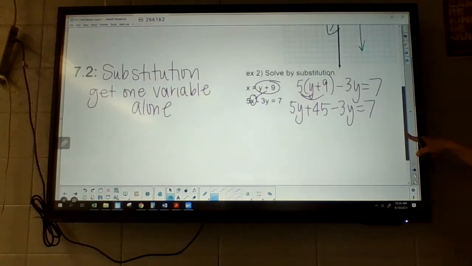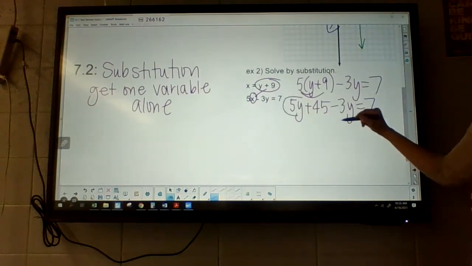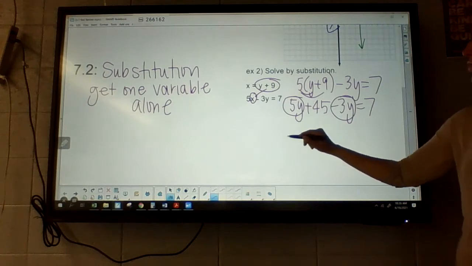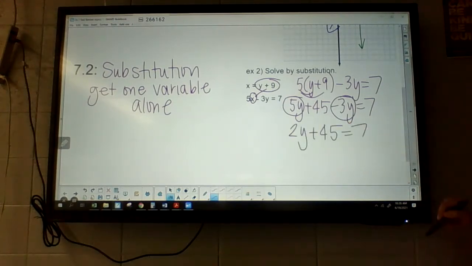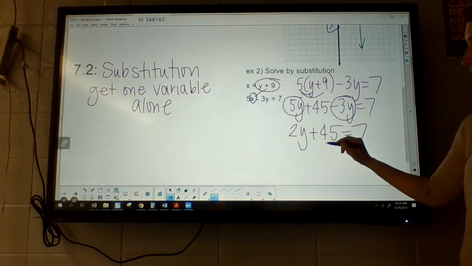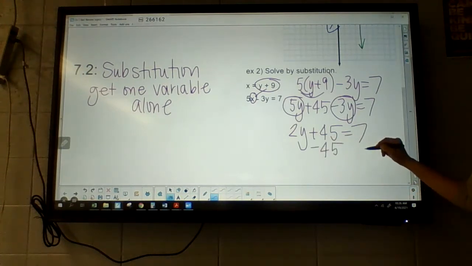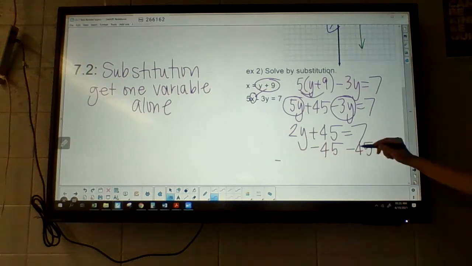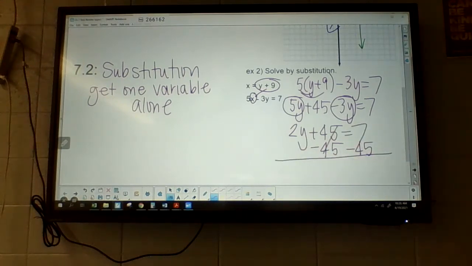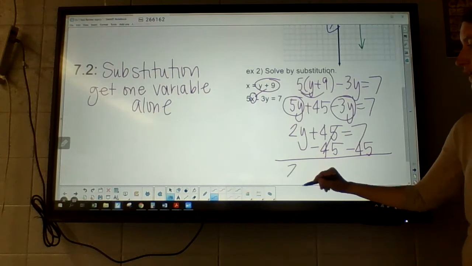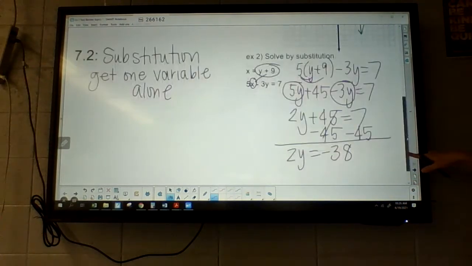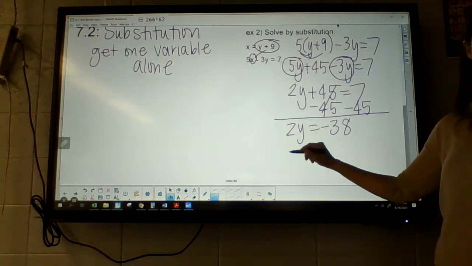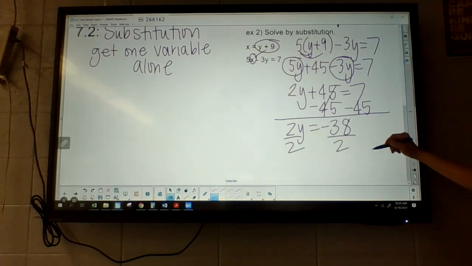So we'll combine like terms. This will be 2y. We'll move that 45 over. So I'll get 2y equals -38, I believe. Then I go to solve that. So y ends up being -19.